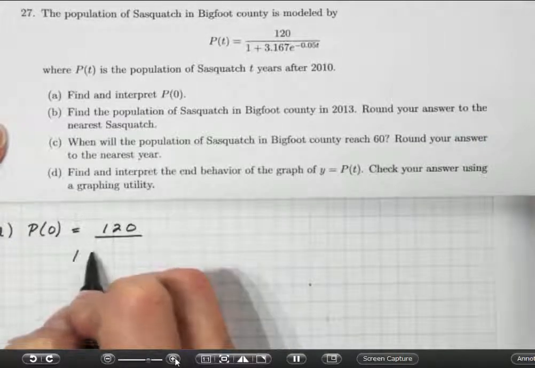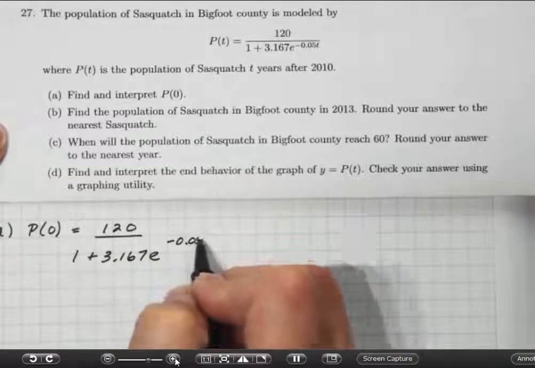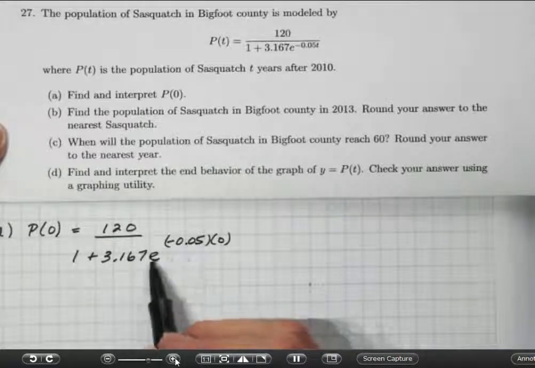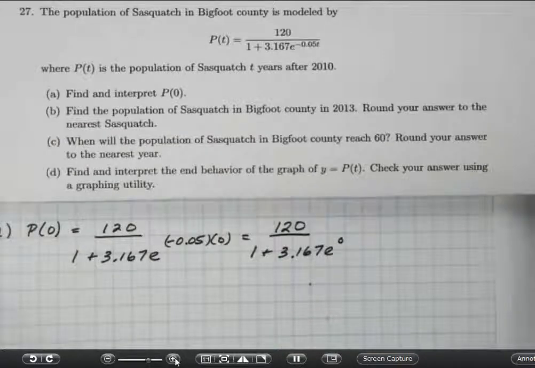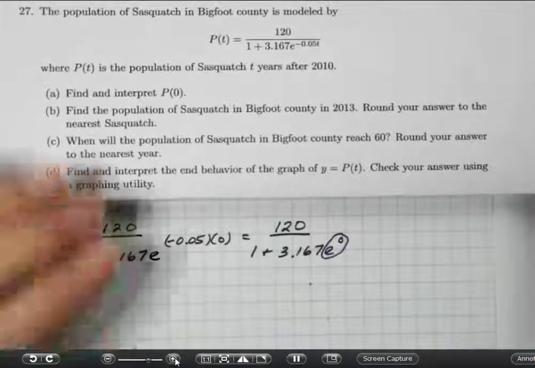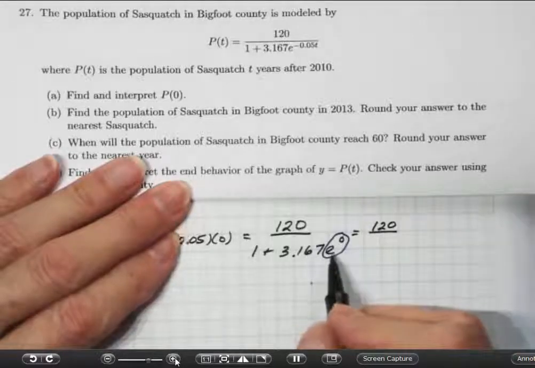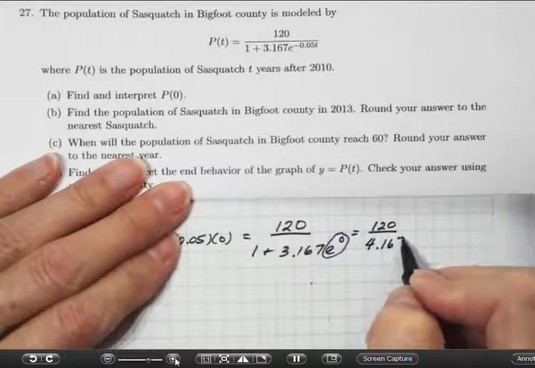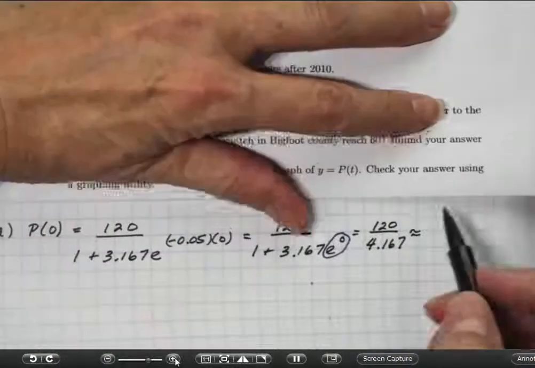So 1 plus 3.167 e to the negative 0.05 times 0. So that means that my exponent on e is going to be 0. Anything to the 0 power is always equal to 1. So this right here is going to become 1. So then what I'm dealing with is 120 over 1 times this plus this. So that ends up being 4.167.